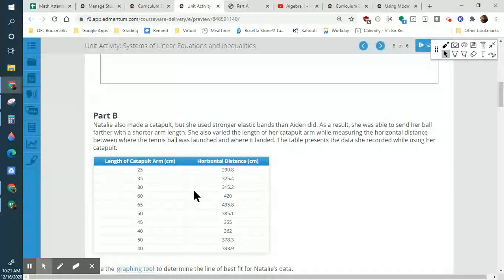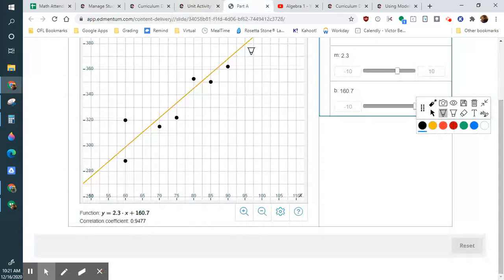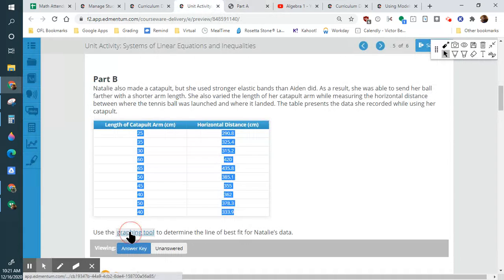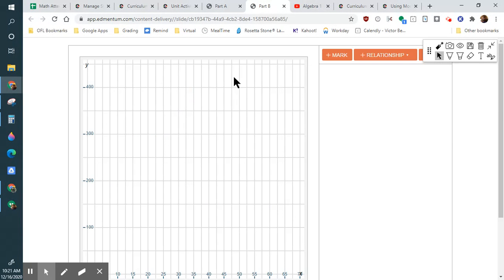Now we want to do it for Natalie. We're going to do the exact same thing. All we're going to do is just copy this, open up another graphing tool. You'll notice it says part B. This is good to have when you're answering the questions, that way you know which one's part A and which one's part B.